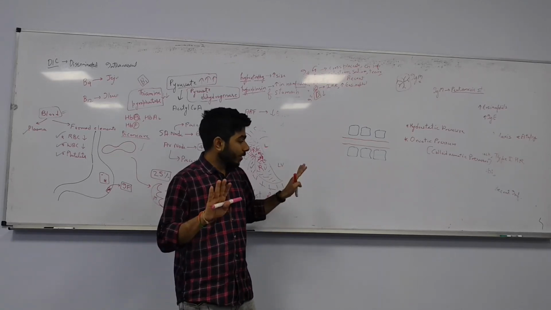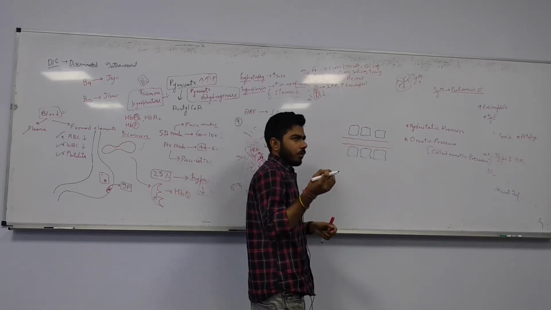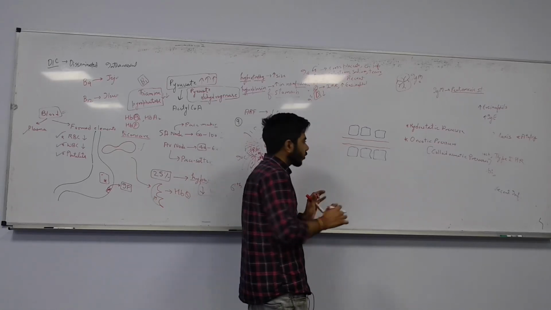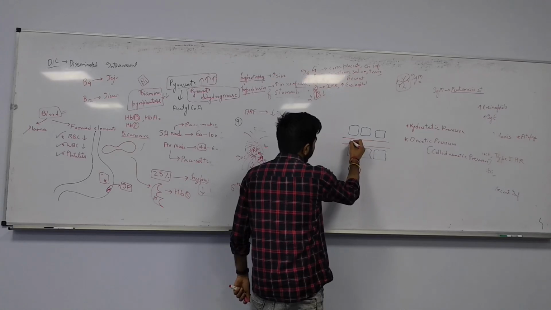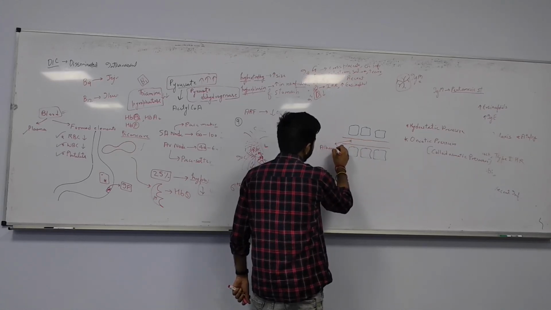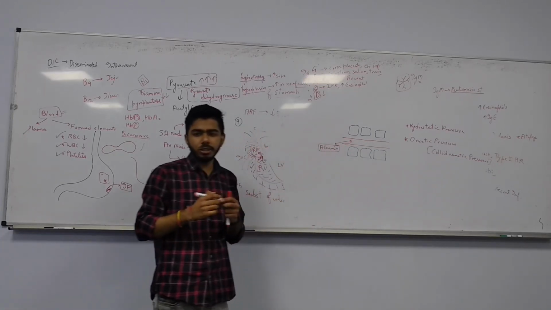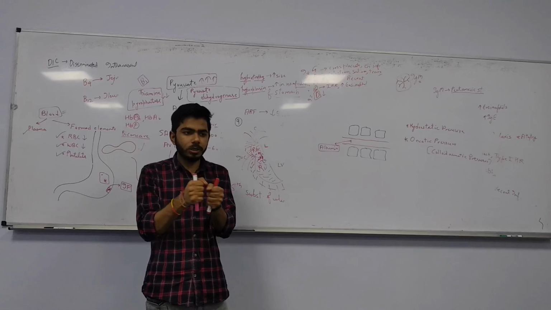Now what actually happens is that you have plasma protein inside your blood circulation. Which plasma protein am I talking about? I'm talking about mainly albumin. Albumin is a kind of protein, right? Albumin has the tendency to hold the water inside the blood circulation.